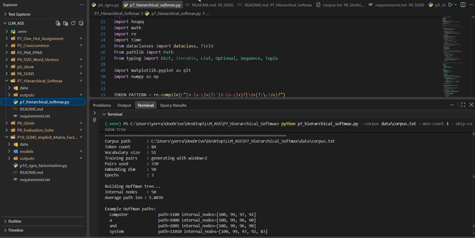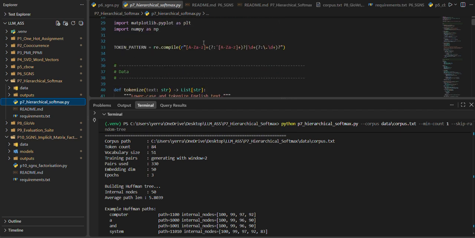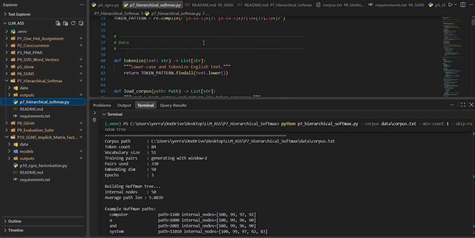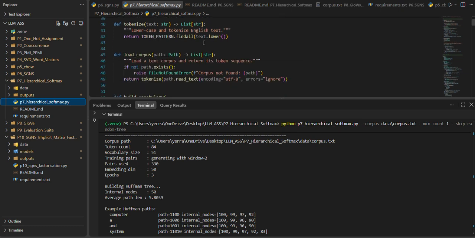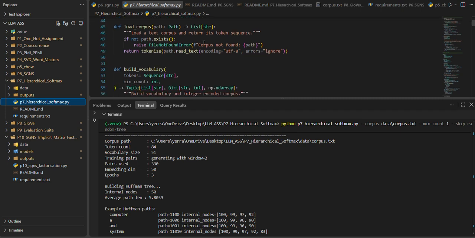Huffman tree. The Huffman tree is constructed using the frequency of words in the vocabulary. Frequent words receive shorter paths, while rare words receive longer paths. For every word, the implementation stores pi w, the binary path, and nodes, the internal nodes along the path. This allows the probability of a word to be computed by following its path from the root of the tree.